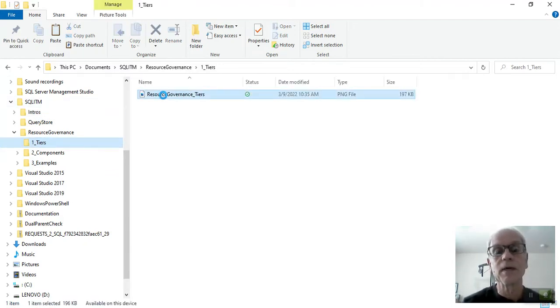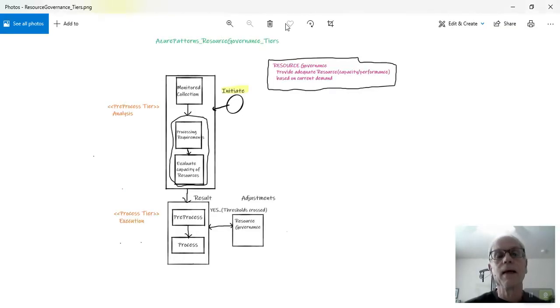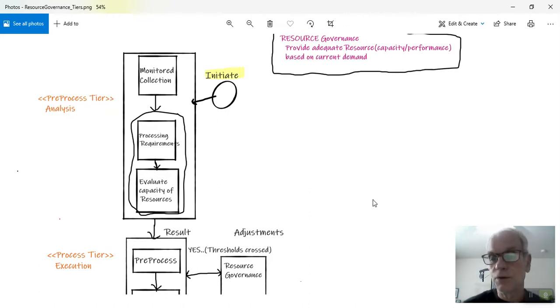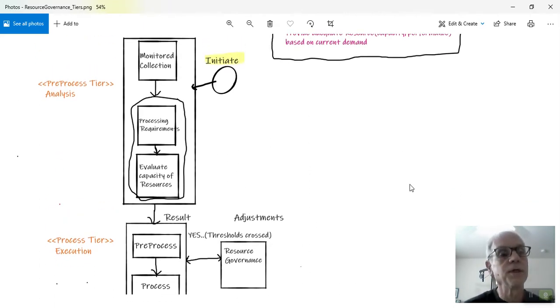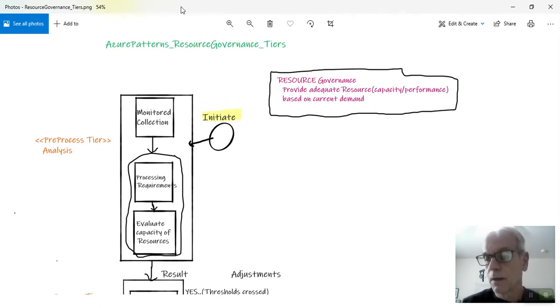And we'll just bring this up. It's coming now. And if we can, we'll just enlarge it a bit. Very good. So now we have two tiers. We have defined two tiers. There's the analysis tier, which is the pre-process tier, and then there's the process tier, which is the execution tier. And just for a quick verbiage here, resource governance is essentially to provide adequate resources, whether capacity or performance, based on current demand.